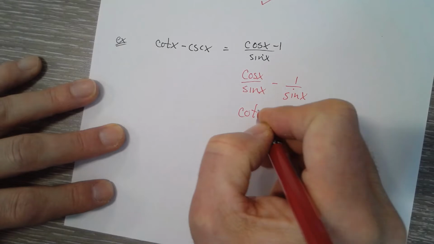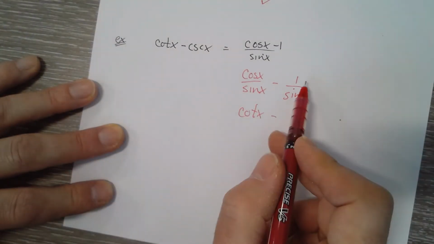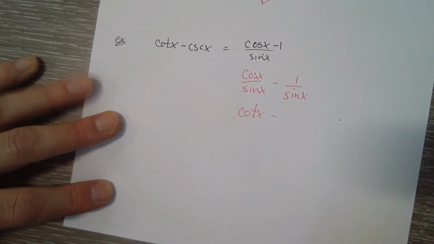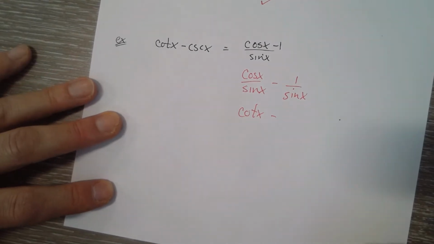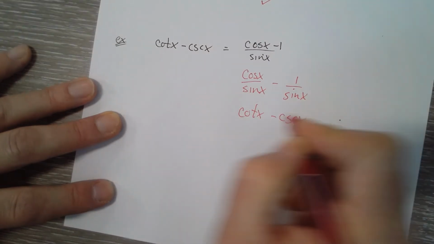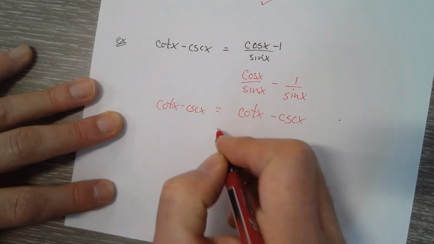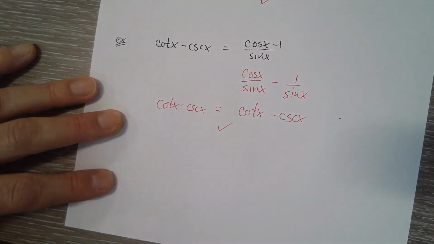And it's always a good sign that we've got cotangent x on the left side. Minus, and 1 over sine x can be written as what? The cosecant x. Very good. And we're done. And we can check it. We verified that the left side is equal to the right side.